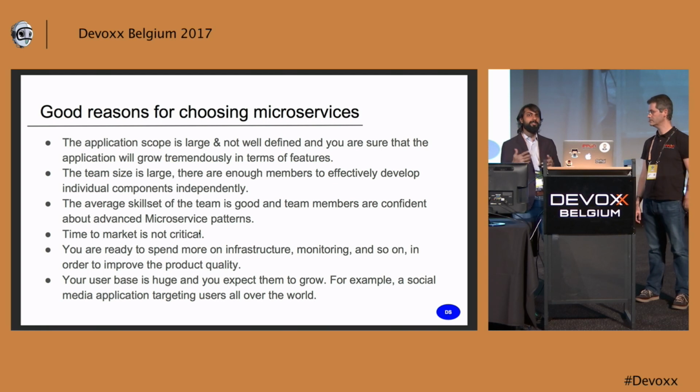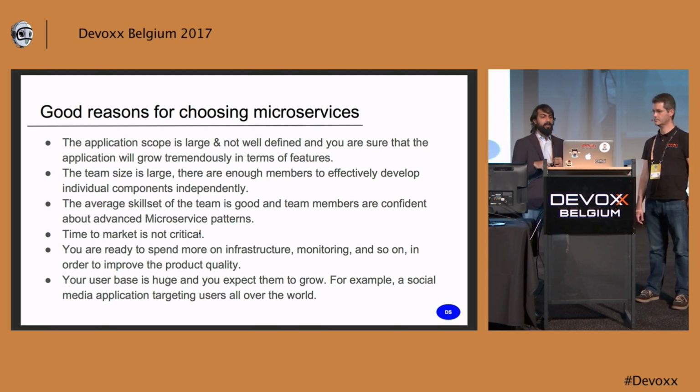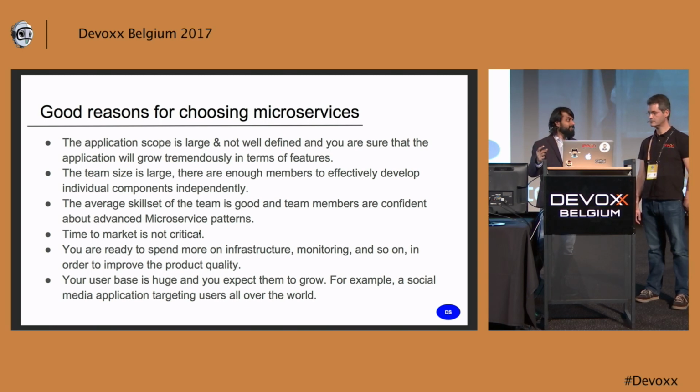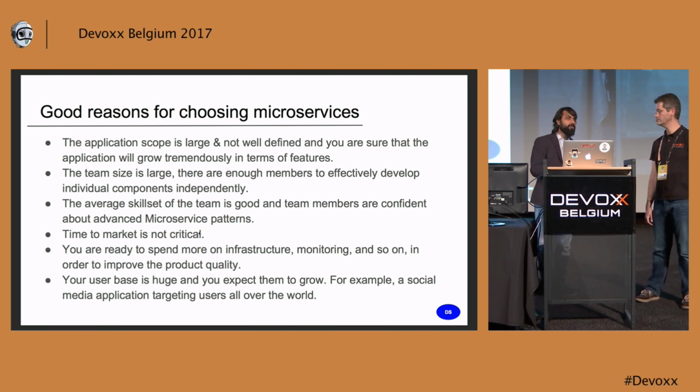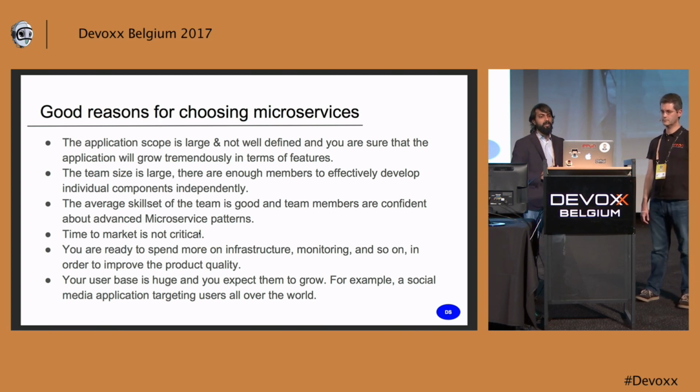It's much more complex than doing monoliths. So you should have a good team composition to do that. When time to market is not critical, because you might think that it is very easy to build microservices and go to production. But compared to monolith, it takes more time to get everything right, set up your infra and stuff like that. So time to market should be a factor as well.